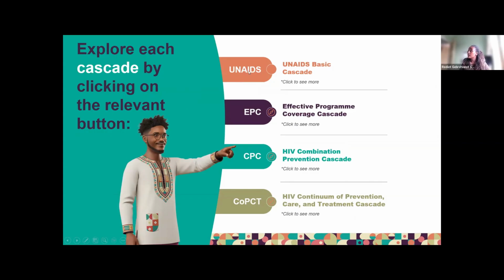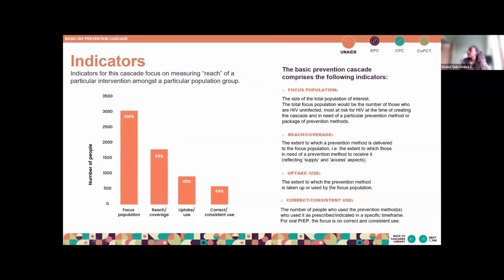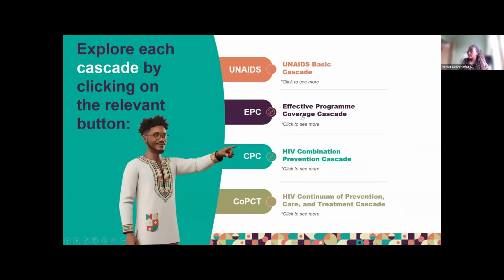So for example, if I would like to go to the UNAIDS basic cascade, I simply click through this and it should take me to the UNAIDS basic cascade. Same for the other cascades.